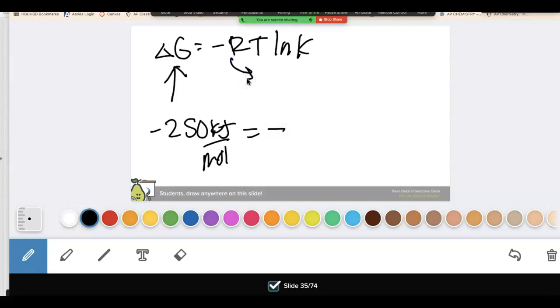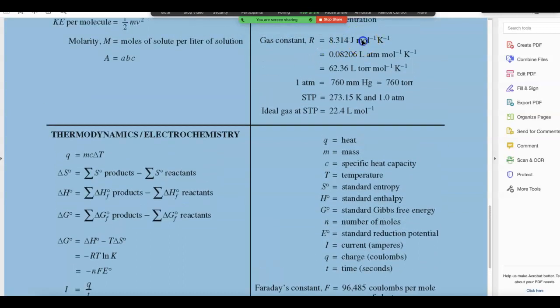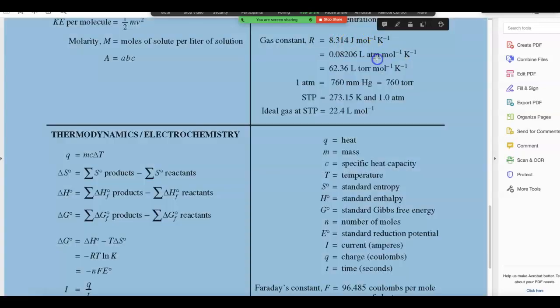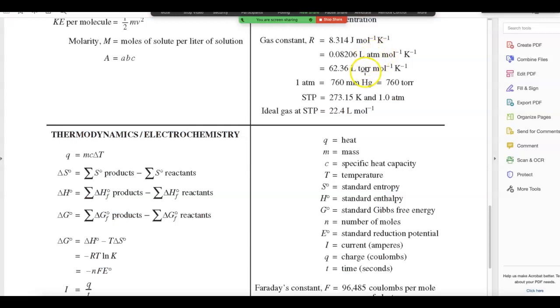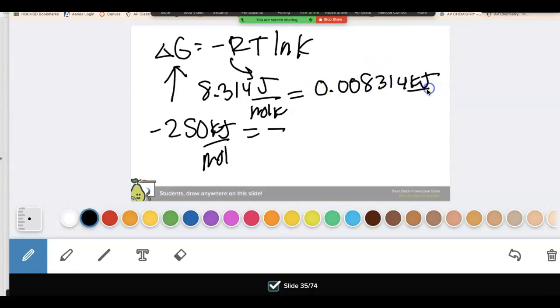Now on your equation sheet, this R constant is this one because it has the energy unit in it and we're working with energy. These would be for gases right here. Atmosphere, that's pressure, torr, pressure. Now I do see another issue. My delta G is in kilojoules per mole and my constant is in joules per mole. So I have to switch one or the other. I'm just going to switch my R constant. To get from joules to kilojoules, you divide by 1,000. So 8.314 joules per mole Kelvin is the same thing as 0.008314 kilojoules per mole Kelvin. That's just a metric conversion. So there's my R.